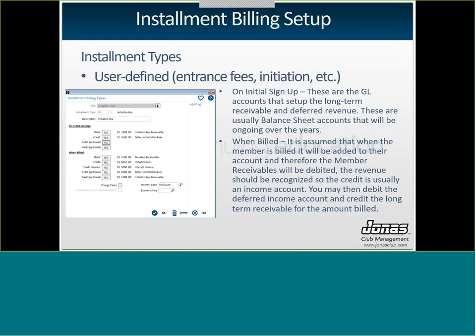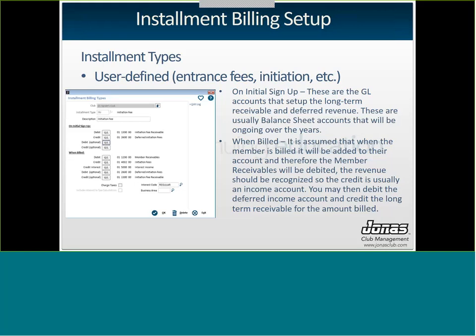And you can find this under club management, installment billing, and then installment types. They're completely user-defined, so you won't find any in there that are preset by Jonas. You make them up right from scratch. And here's where you'll set up the different, so the entrance fees, the initiations, the bonds, etc. What you need here is an installment type code and a description, and the description is just going to be the full name of what you're billing. And then it's going to ask you for some GLs.